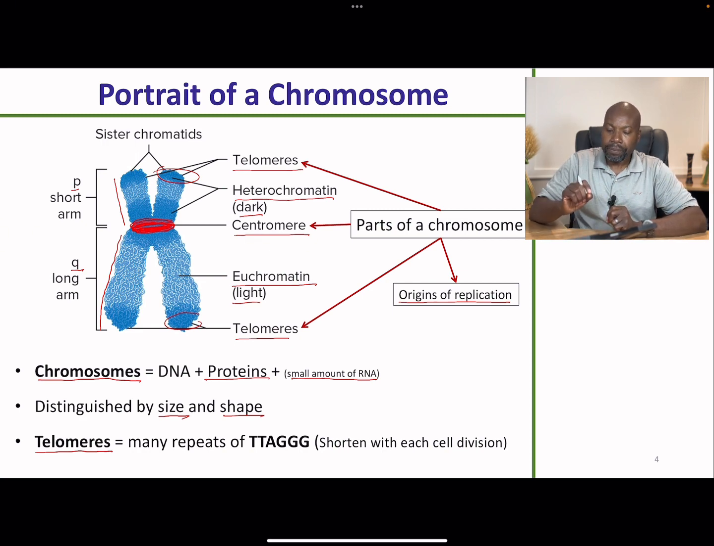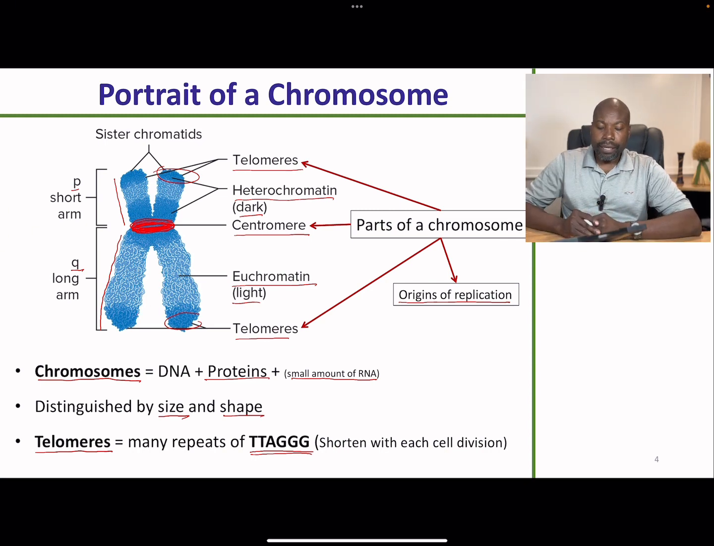sequences of DNA that are repeated, all right? And these sequences of DNA are TTAGGG. So TTAGGG is repeated multiple times. And this sequence is actually shortening every cell division.